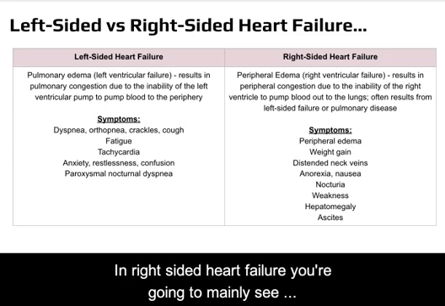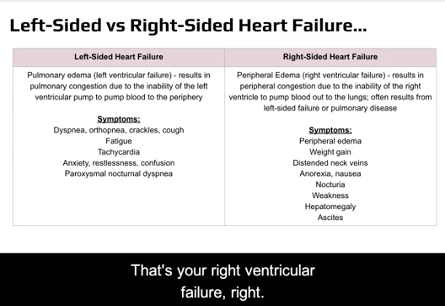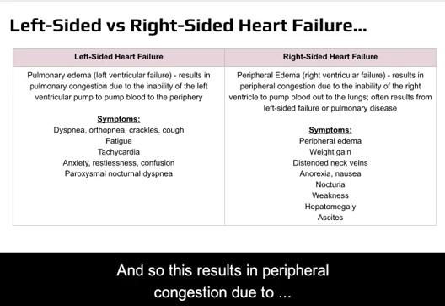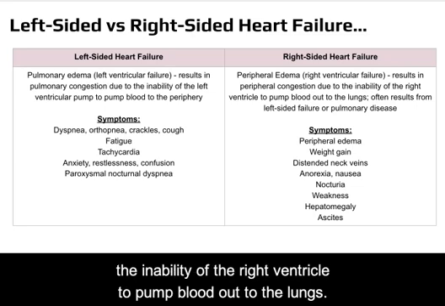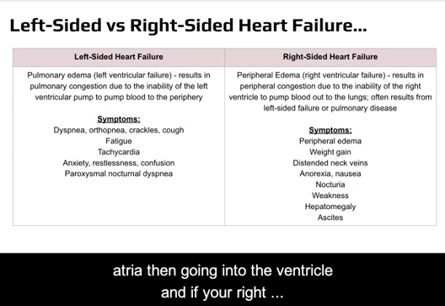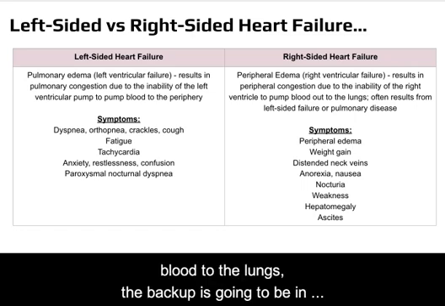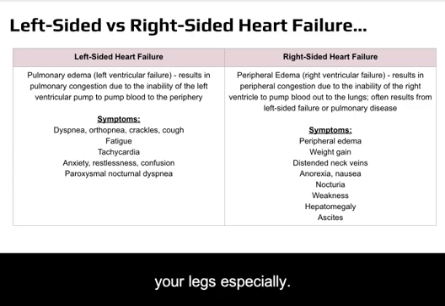In right-sided heart failure, you're going to mainly see peripheral edema, right? That's your right ventricular failure, right? And so this results in peripheral congestion due to the inability of the right ventricle to pump blood out to the lungs. So now all the blood that's coming back into your right atrium then going into the ventricle, if your right ventricle is not pumping that blood to the lungs, the backup is going to be in your periphery, your legs. Especially you'll notice the swelling in the legs.